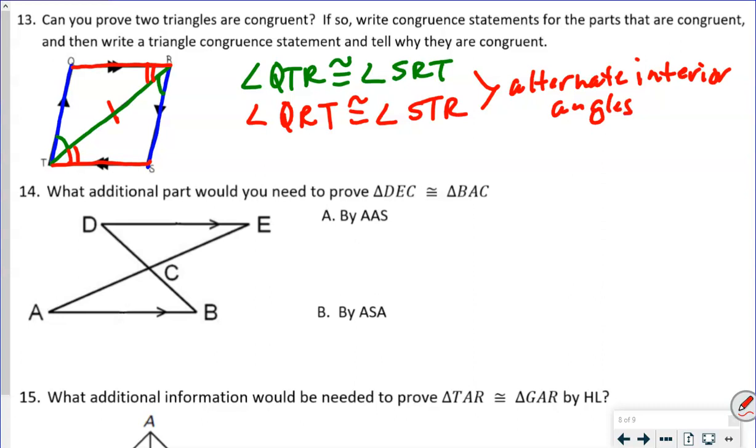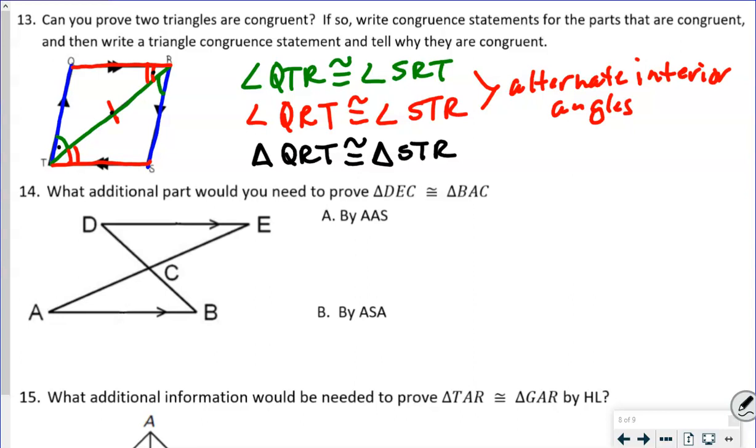Which now you should be able to see. Look at the top triangle. Notice we were going to move from one thing to the next. Angle, side, angle. Y'all see that? So we can say that triangle QRT is congruent with triangle STR. Now look, I went from Q, which had nothing, to R, which had 2, to T, which had 1.